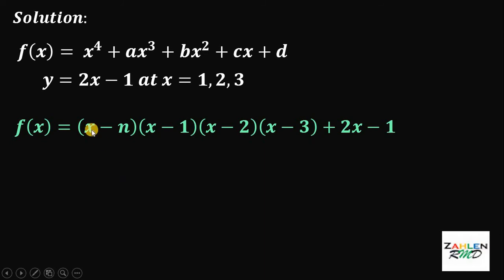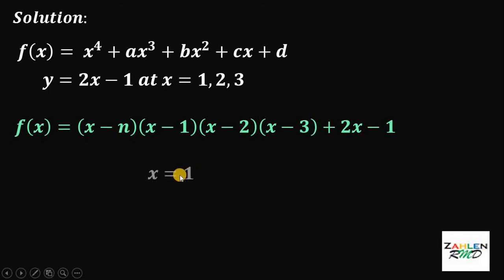Now, the question is, how do we come up with this function? Now, notice that we want a quadratic equation. That's why we have 4 factors of x. We have x minus n, x minus 1, x minus 2, and x minus 3. Now, the next question is, why do we have x minus 1, x minus 2, and x minus 3?